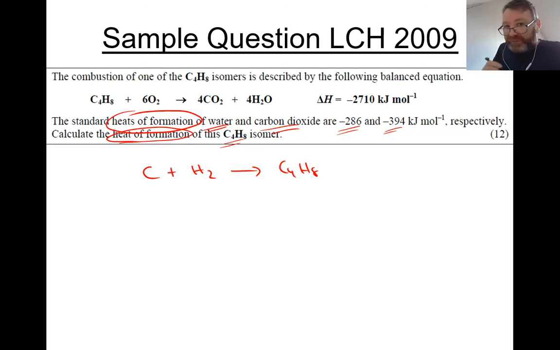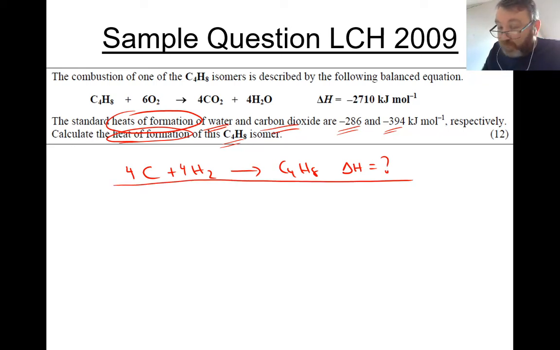Now, balance this thing. There are 4 carbons on the right hand side, so there must be 4 carbons here. There are 8 hydrogens on the right hand side, so there must be 8 hydrogens here. Okay, and we want to calculate the heat of formation. So delta H equals what? And that is what I have to build. Now, if that's my required equation, where are my Lego pieces? Well, the answer is there's 1, there's 2, and there's 3. There are 3 statements which have been made in this question that we have to turn into chemical reactions.